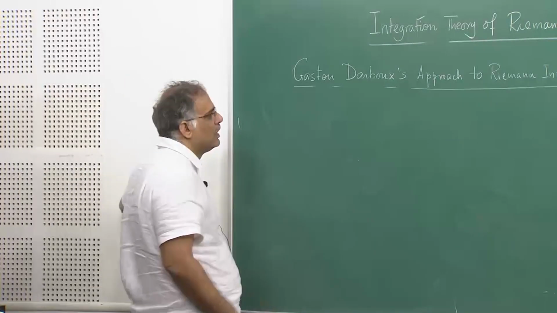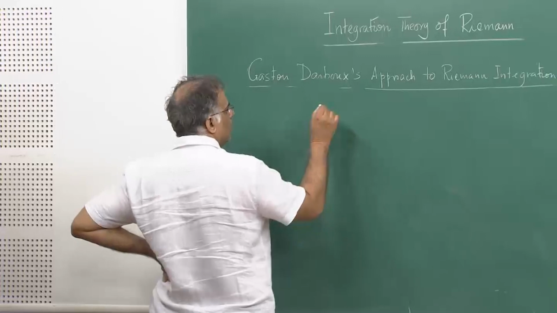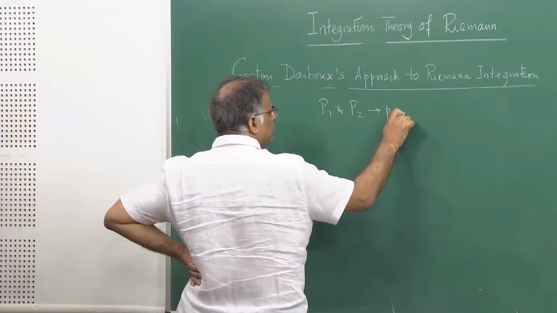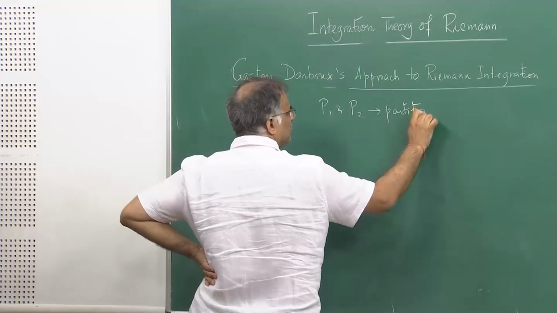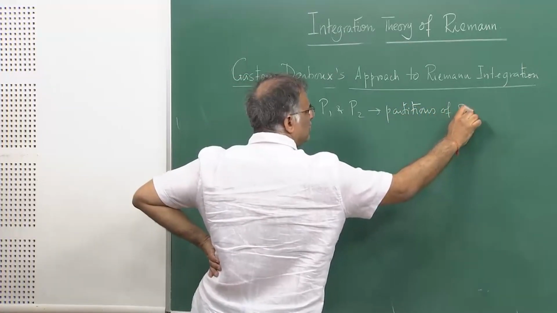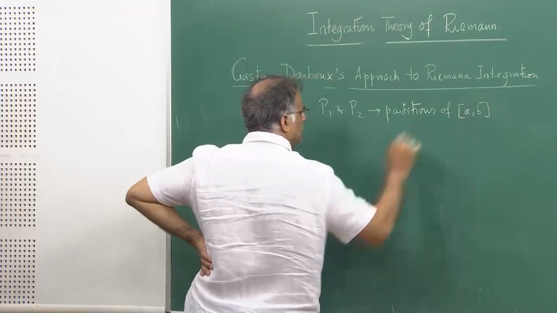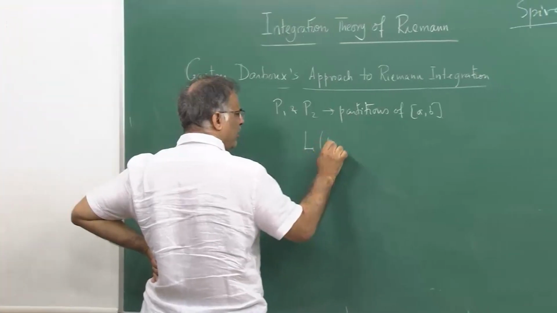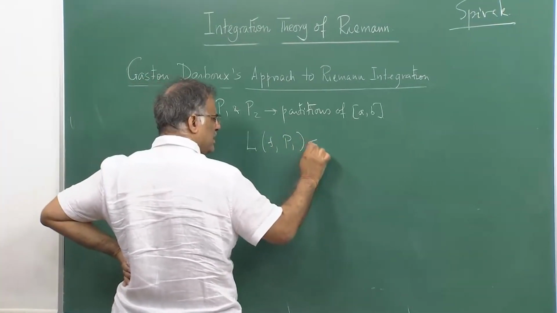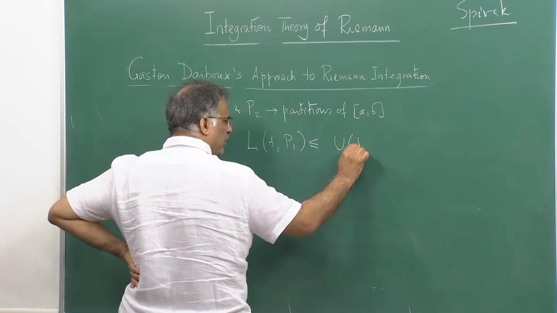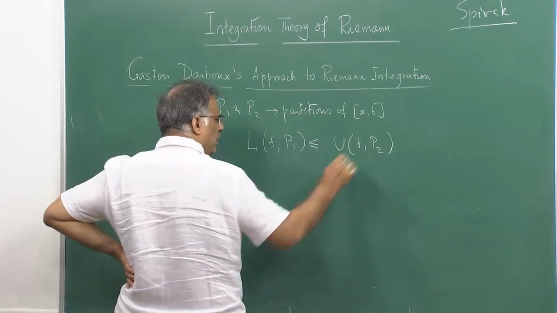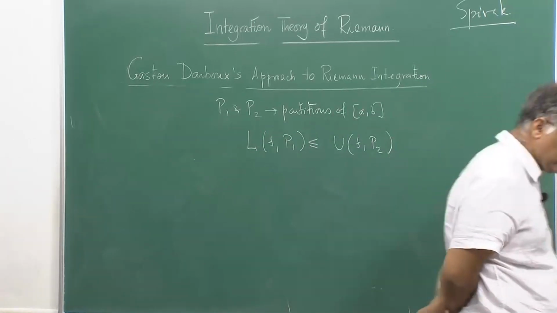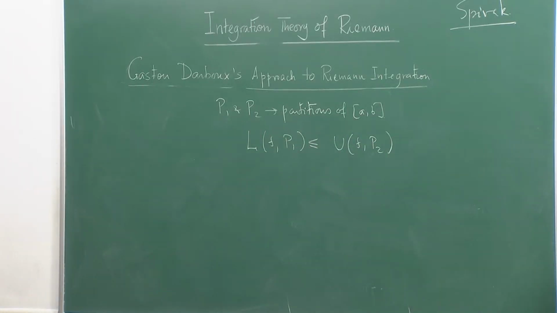So, now what does it say? For any P1 and P2 which are partitions of [a, b], we have L_f(P1) is less than U_f(P2). Now, if I fix my P2, I can vary my P1, it does not matter, this relation is always holding.